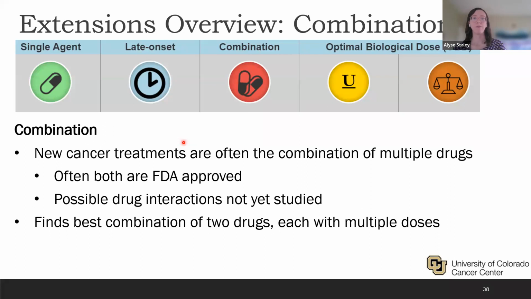Finally, there is the combination extension. Due to time constraints, this is the only extension I am going to present in more depth. As cancer treatments have improved and developed over time, investigators are often interested in combining multiple drugs. It's often the case where both of the 2 drugs have been FDA approved, but the interactions between those drugs haven't been studied yet. So this design finds the best combination of 2 drugs when each of the drugs has multiple doses of interest.